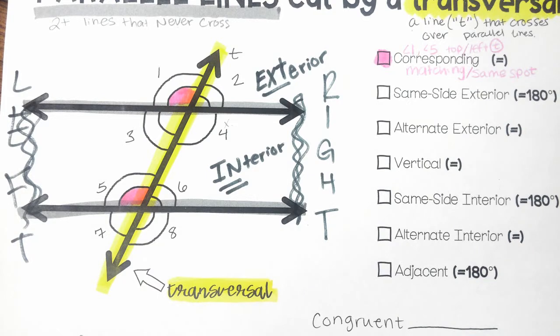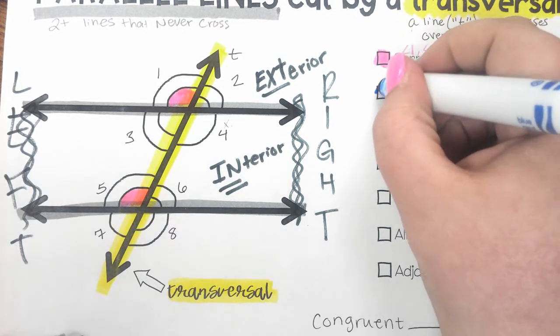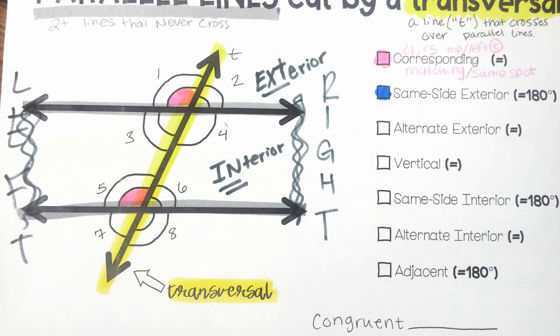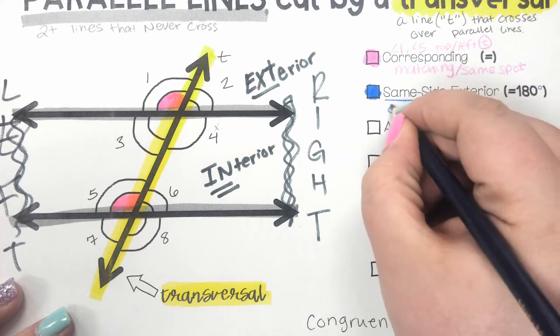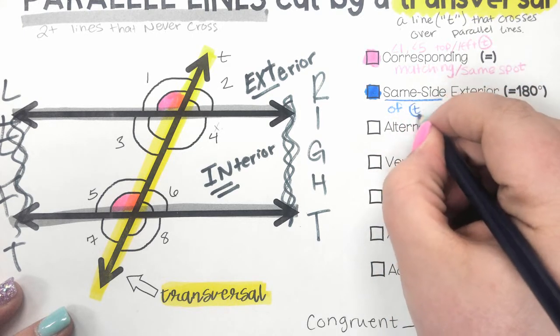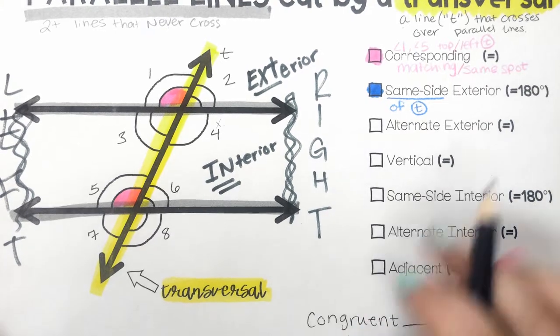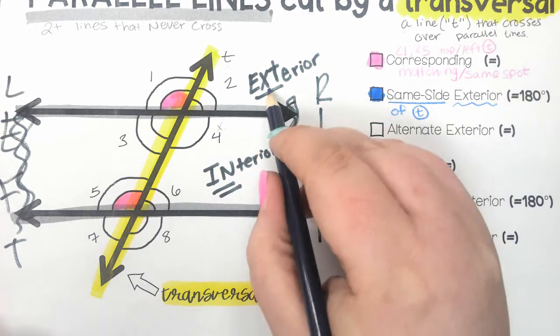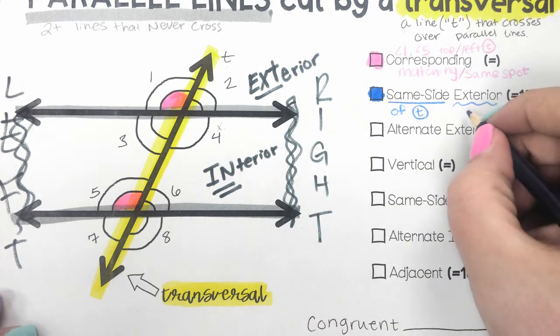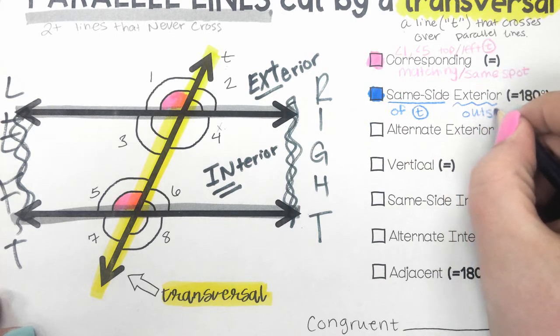The next word we're going to take a closer look at is same side exterior. Same side exterior. When we say the same side, we're going to specifically refer to the same side of the transversal. So this is the same side of the transversal. I'm going to call that T because I don't want to write out the transversal. Same side of T. And when we say exterior, we just mean simply outside of the parallel lines or outside of the box.